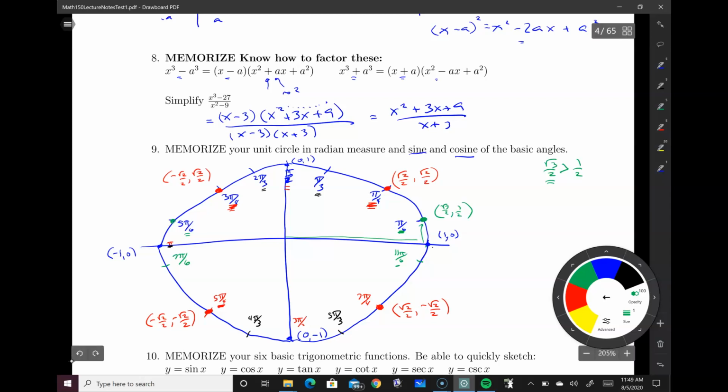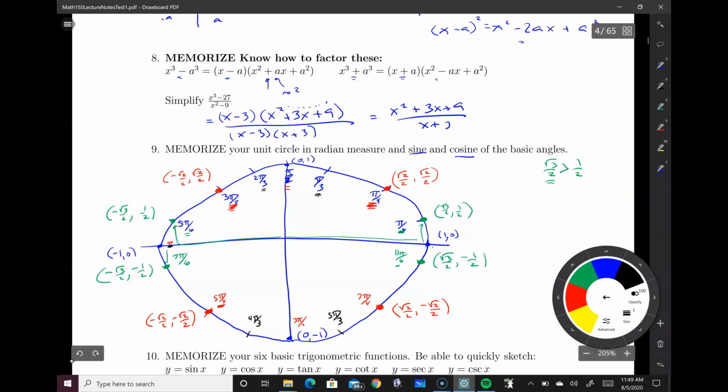Let's come over to this one. This is a large negative x value and a small positive y value. This point right here has a large negative x value and a small negative y value. And this point right here has a large x value and a small negative y value.